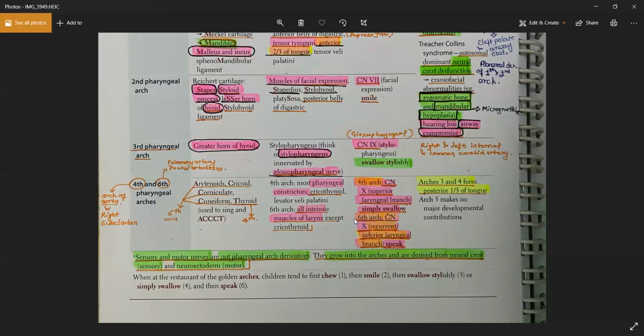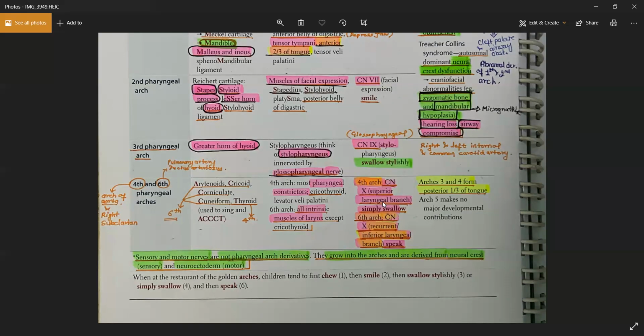Yes, the piriform fossa. And after going downwards, this vagus nerve gives off another branch, which is the recurrent laryngeal nerve, right? So the recurrent laryngeal nerve supplies the sixth arch, and the superior laryngeal nerve supplies the fourth arch. I told you that only one muscle of the voice box is supplied by the superior laryngeal nerve. Remember? That is the cricothyroid muscle, right? And all the rest of the muscles of the voice box are supplied by the recurrent laryngeal nerve.